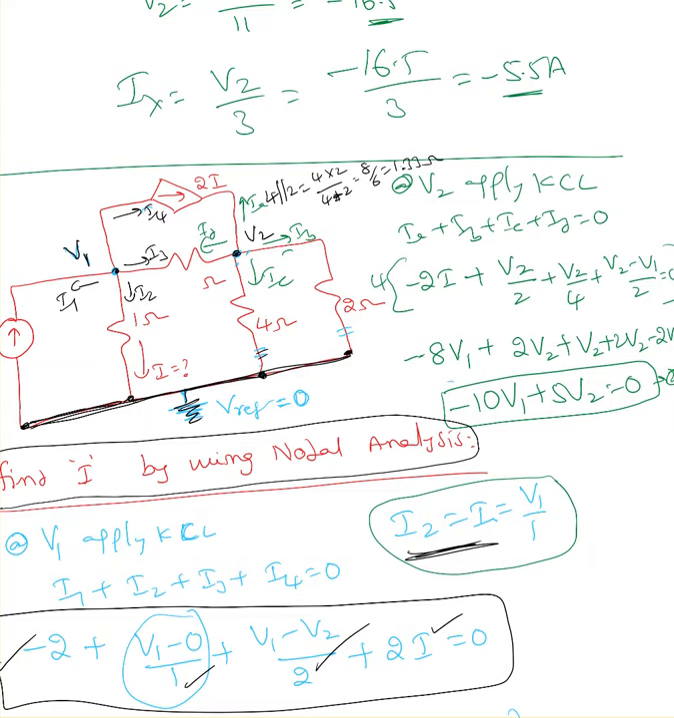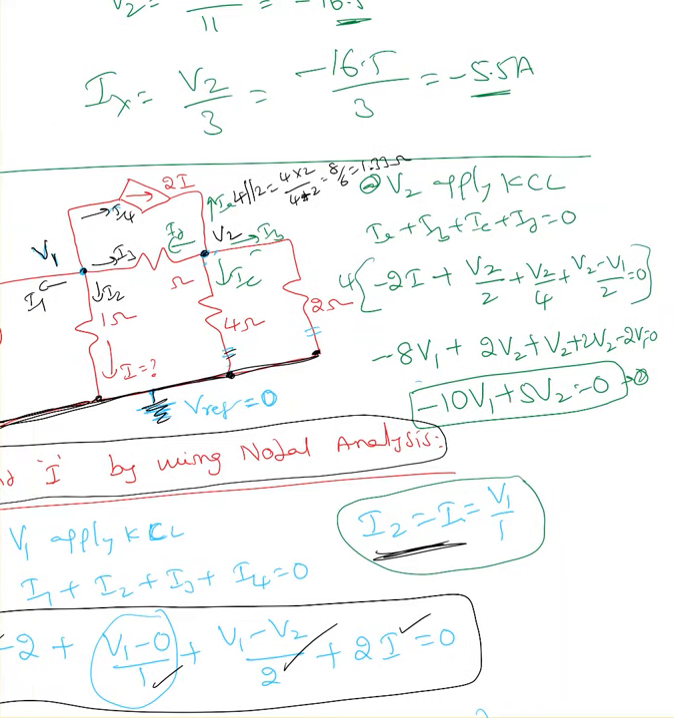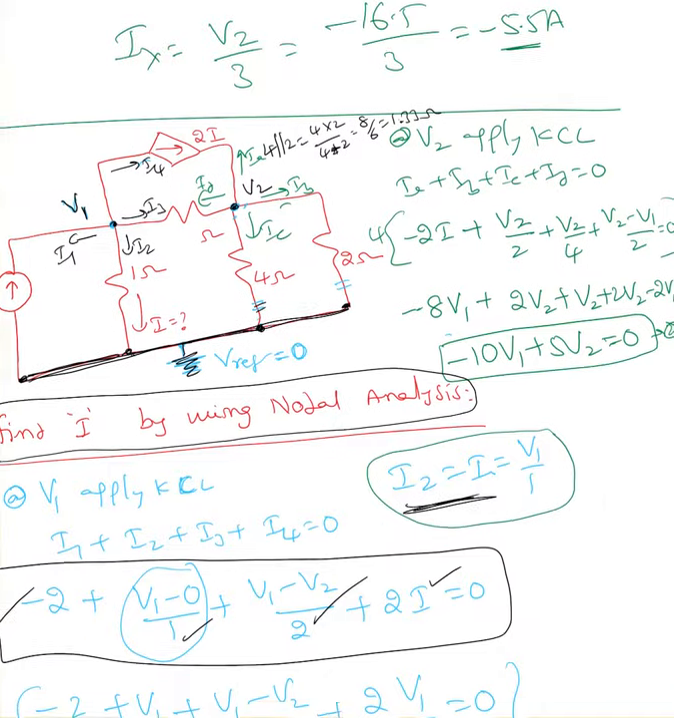Now multiplying by 4: minus 8V1, plus 4 times V2 divided by 2, which is 2V2, plus 4 times V2 divided by 4, which is V2, plus 4 times V2 minus V1 divided by 2, which is 2V2 minus 2V1, equals 0. So minus 8 minus 2 is minus 10V1, plus 5V2 equals 0. This is my second equation.